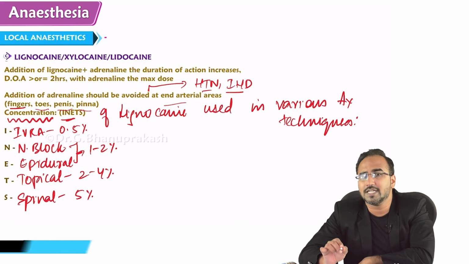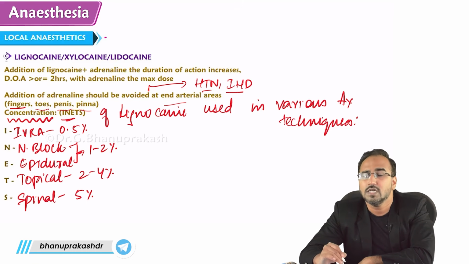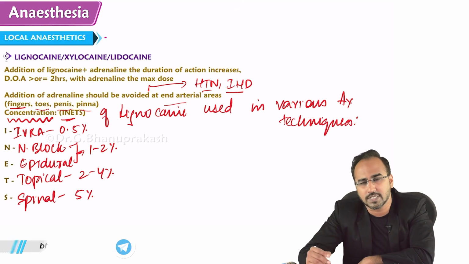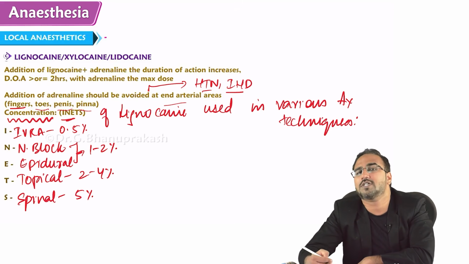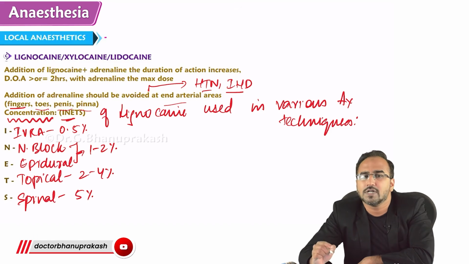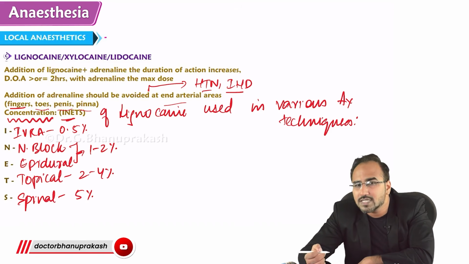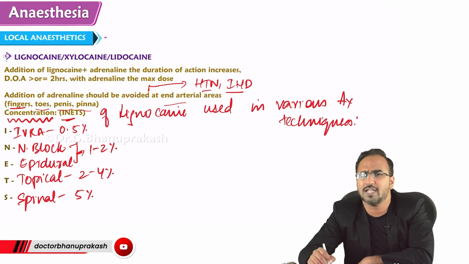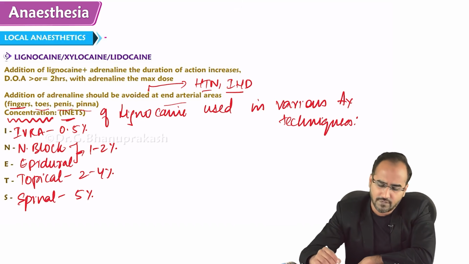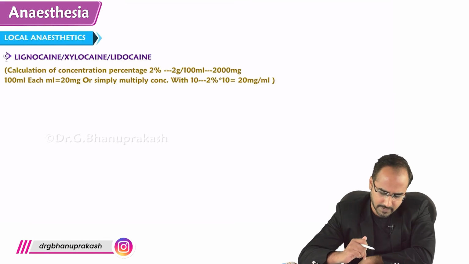So remember, concentration is how much amount of lignocaine is added to water to make it a solution. That is called concentration. In IVRA, what's the concentration that we use? 0.5%. Nerve blocks and epidural? 1 to 2%. T is topical, the concentration is 2 to 4%. S is spinal, the concentration of lignocaine that we use is 5%. So that was regarding the concentration of lignocaine, right?